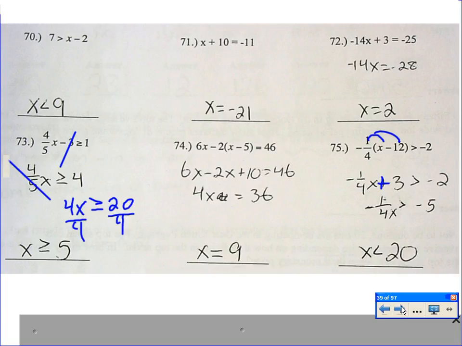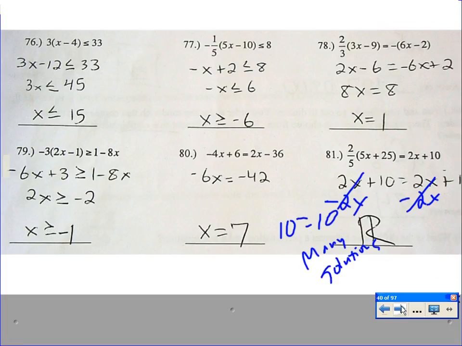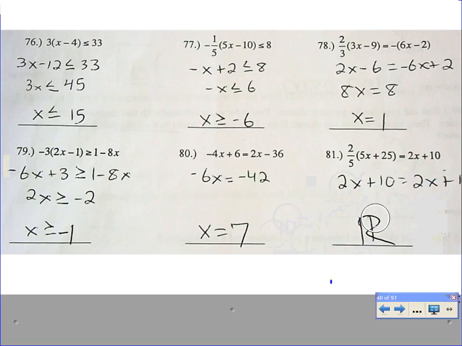76, x is less than or equal to 15. 77, x is greater than or equal to negative 6. 78, x equals 1. 79, x is greater than or equal to negative 1. 80, x equals 7. 81 should be many solutions. This symbol up here just means all real numbers, that you should have many solutions for 81. It was a true statement. Do not just put true on the test Friday. You need to put many solutions.